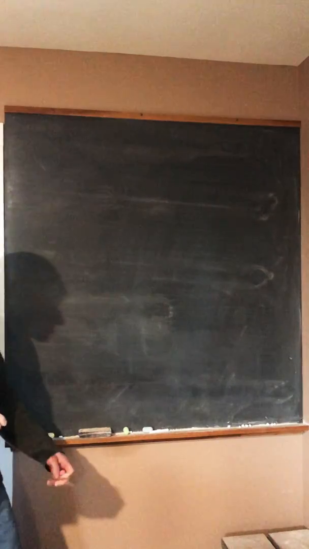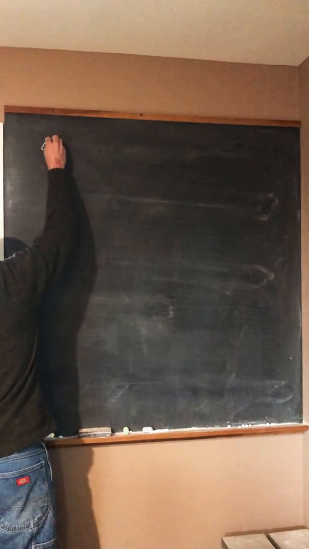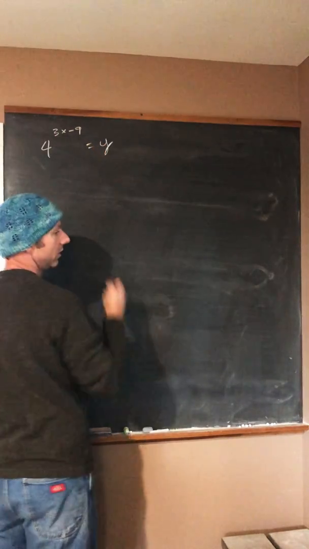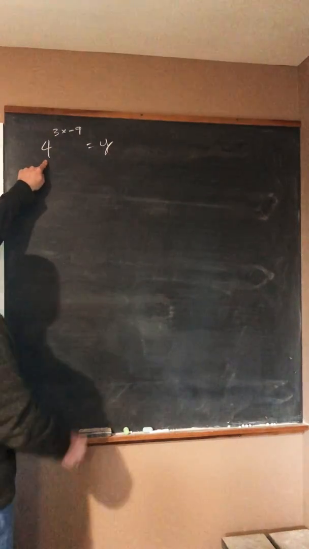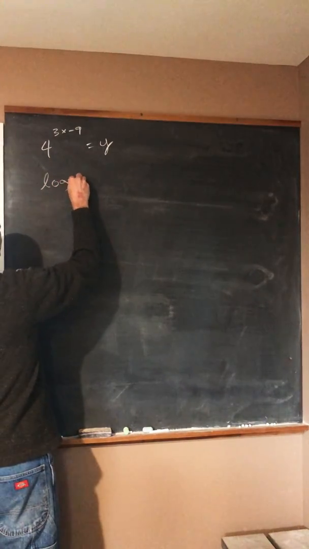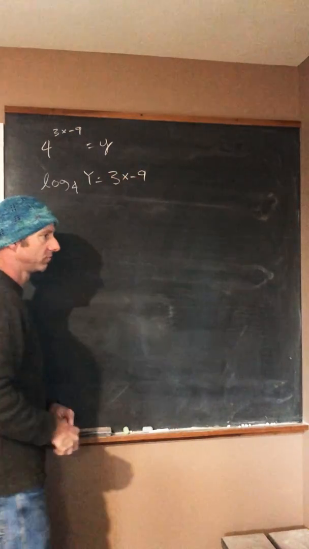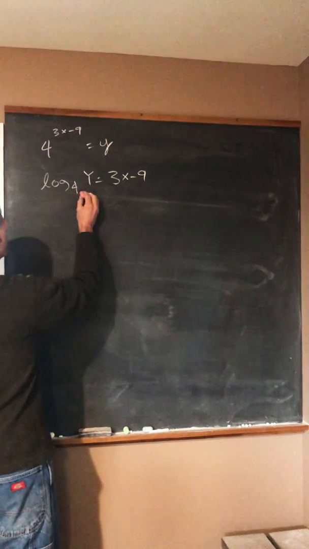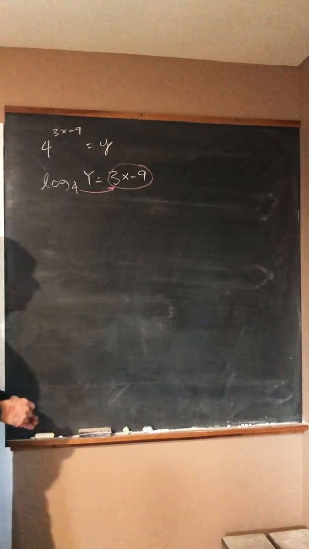Okay, so that was the basics. Let's try to solve some problems with these, or do a little more. So how about this? 4 to the 3x minus 9 equals y. Let's rewrite that in its other form. So there's my base, exponent, argument. So log base 4 of y equals 3x minus 9. We just shifted them back and forth. Check your work. 4 to the 3x minus 9 equals y. Okay, we're good.